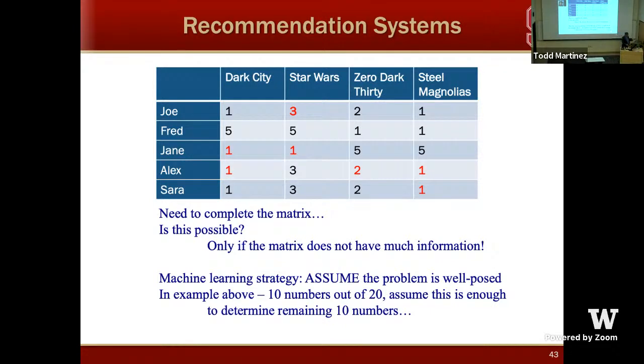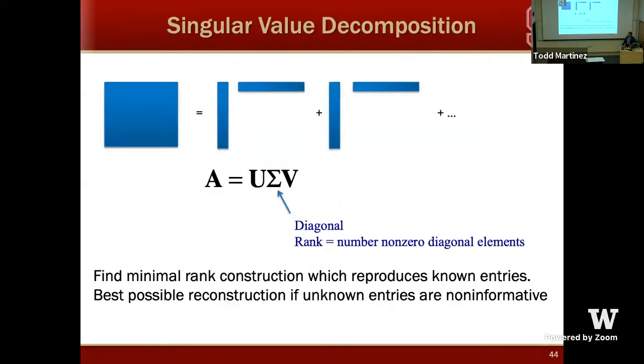So 10 numbers out of 20 was enough to determine the remaining 10 numbers in this example. What's really going on here, for those of you who remember singular value decomposition, is that if I have some matrix, an arbitrary matrix, I can write it as a sum of what are called rank 1 products. So I have a column vector times a row vector, which gives me a little matrix, and I can decompose the matrix into a bunch of low rank products.